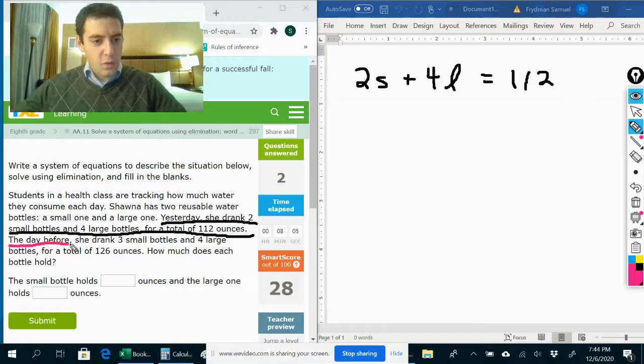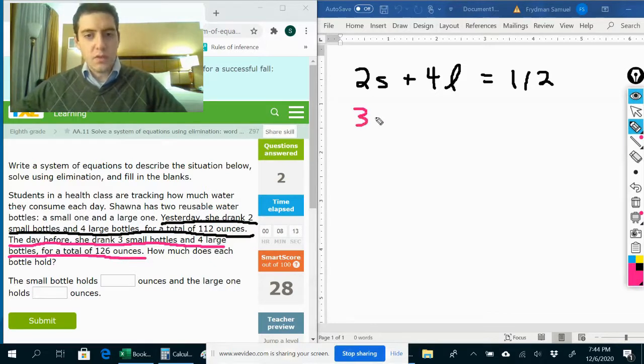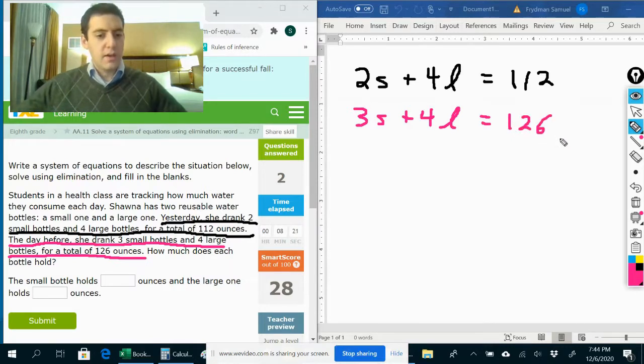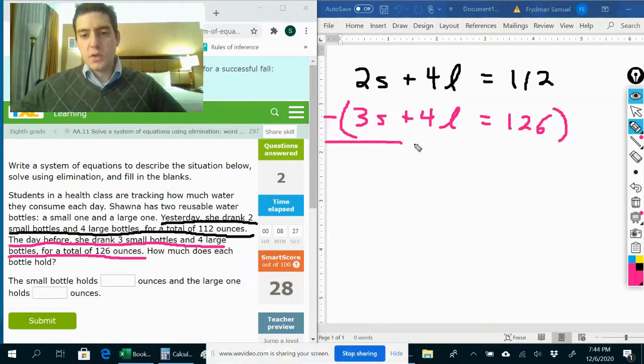All right, let's do the other sentence now. The day before, she drank 3 small bottles and 4 large bottles for a total of 126 ounces. So 3 small plus 4 large for a total of 126. Okay, all right, good. And then to solve this, again, we're just going to subtract this equation from this one. Well, okay, yeah, we'll end up with a negative here, but that's okay.